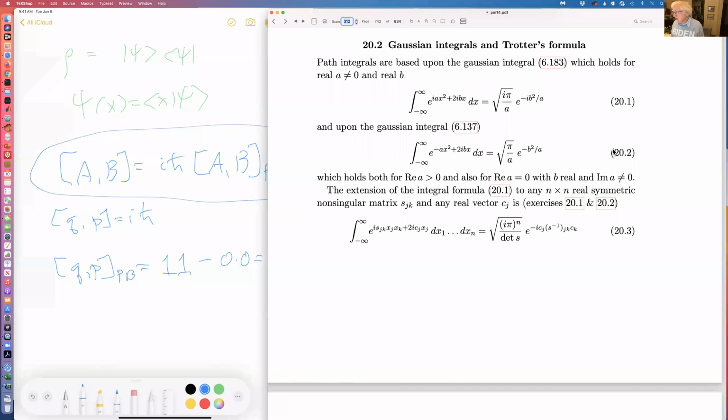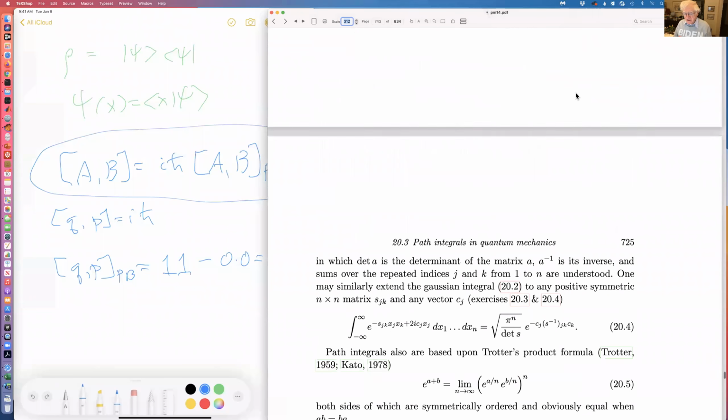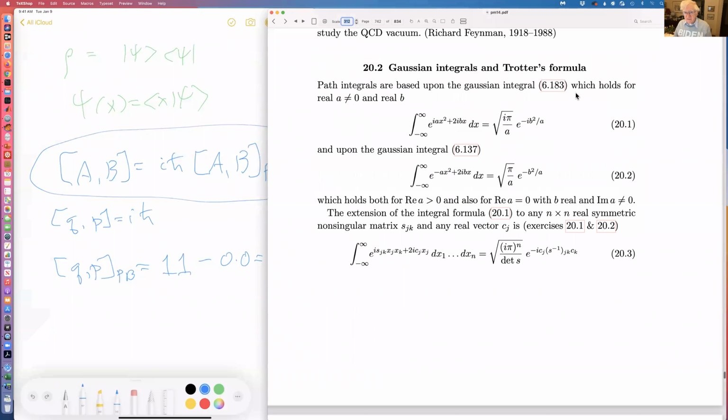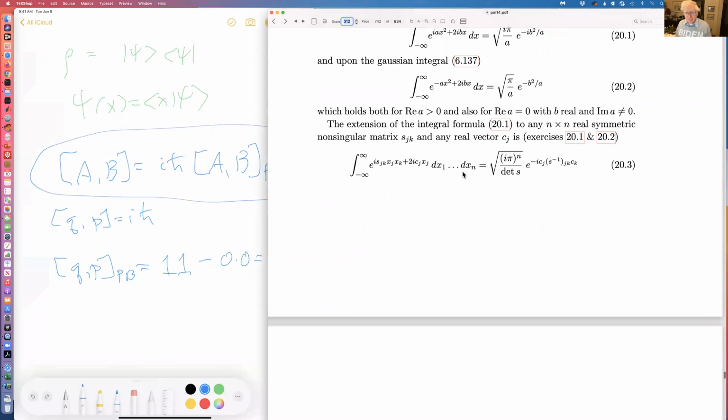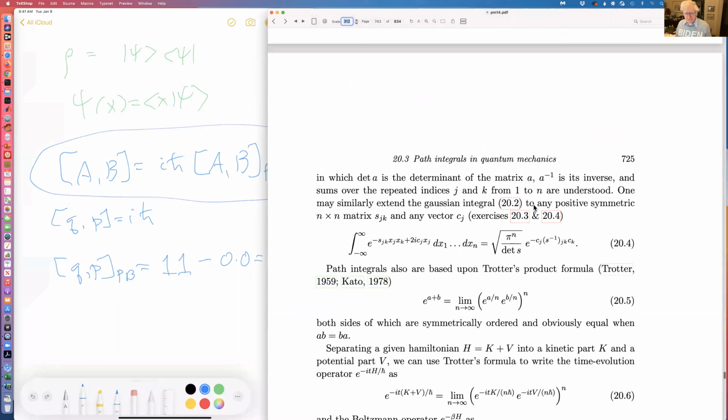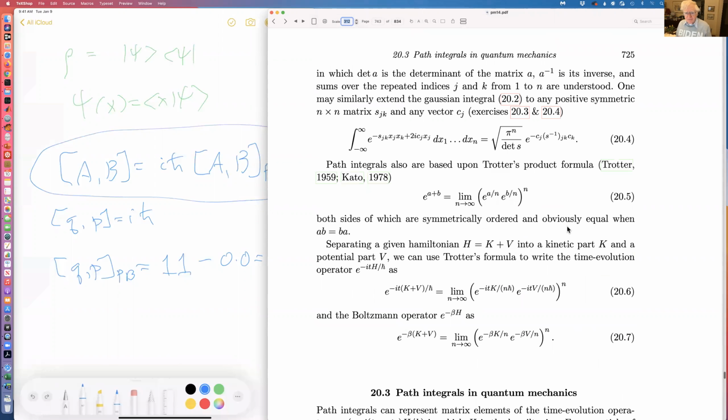Path integrals are an application of quantum mechanics and some simple integral formulas, the Gaussian integral, in fact. So here are 2 Gaussian integral formulas, one with a purely imaginary exponent, and one with an exponent that's damped and imaginary. And there are these various generalizations of them. And there's also something called Trotter's product formula.